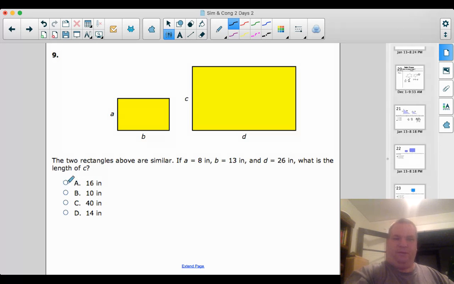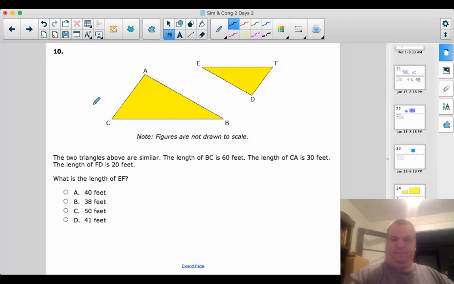Hopefully you got 16 inches. So B and D are proportional. It says B is 13, D is 26. So this tells me this one is twice as big as this one. So A is 8, C has to be twice as big, has to be 16. You could have written out the proportion or just use that proportional reasoning. Okay, let's try another one.